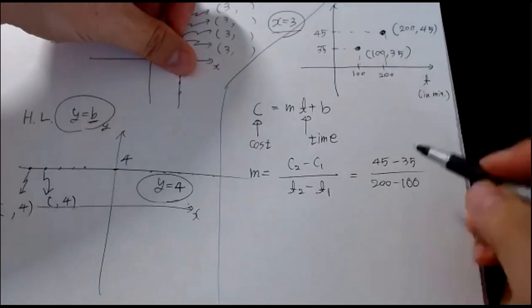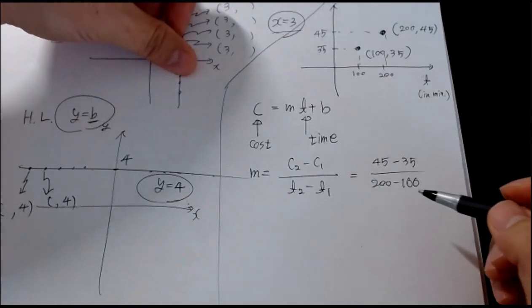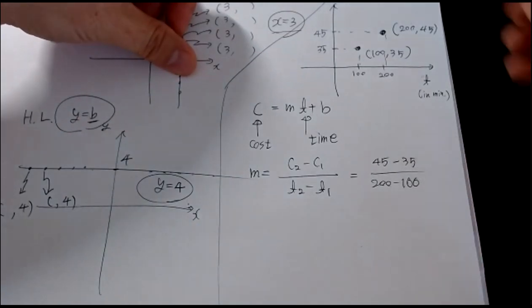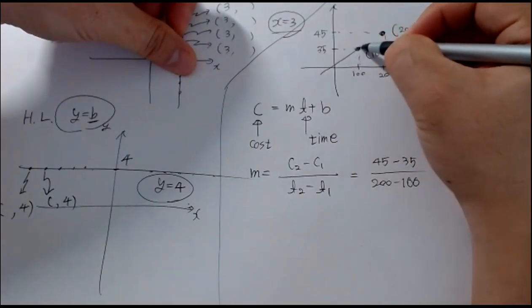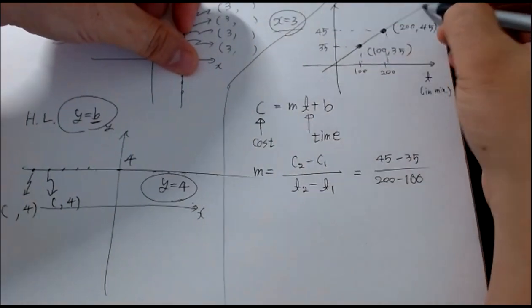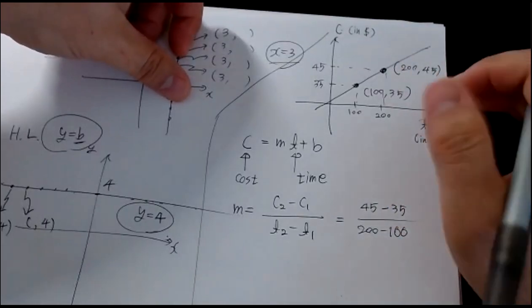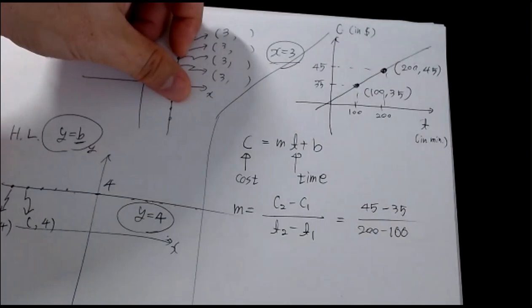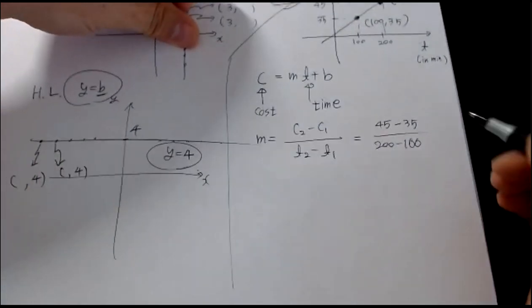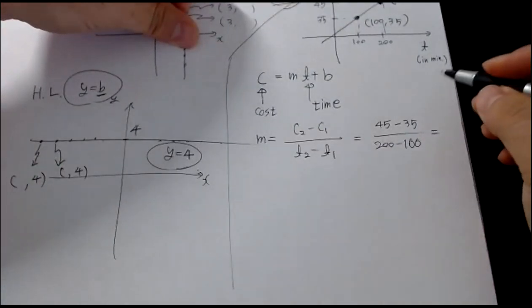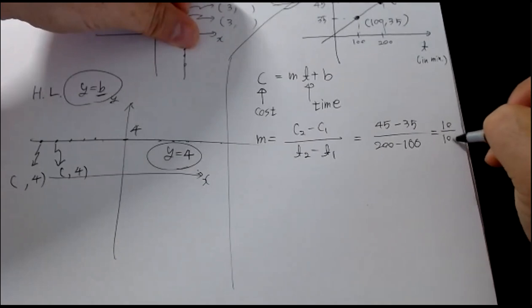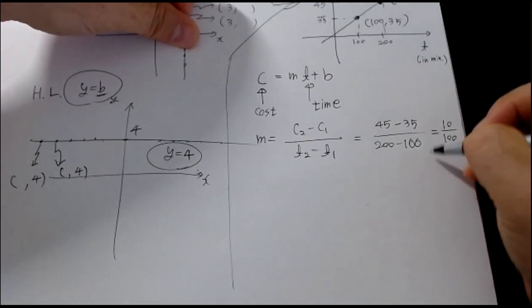Okay, so keep in mind, you should get a positive slope. Why? Because connecting two distinct points, you see the graph goes up, it means that Y will increase. It means the cost is increased, right? Okay, so now this is going to be 10 over 100, right? Which is 0.1.